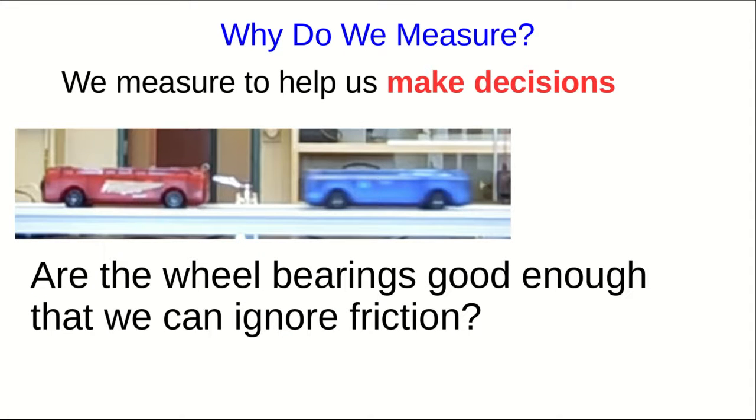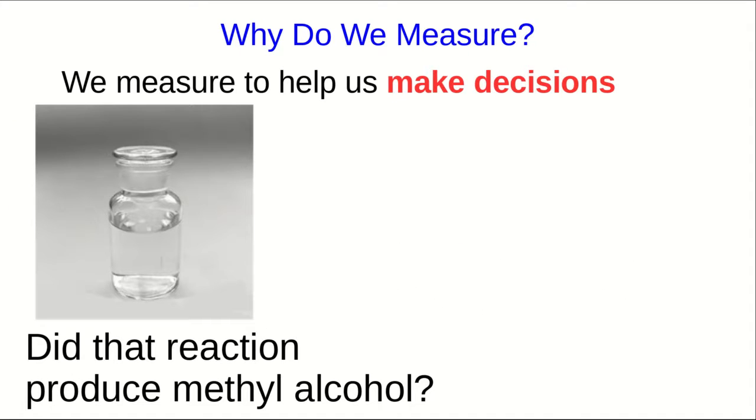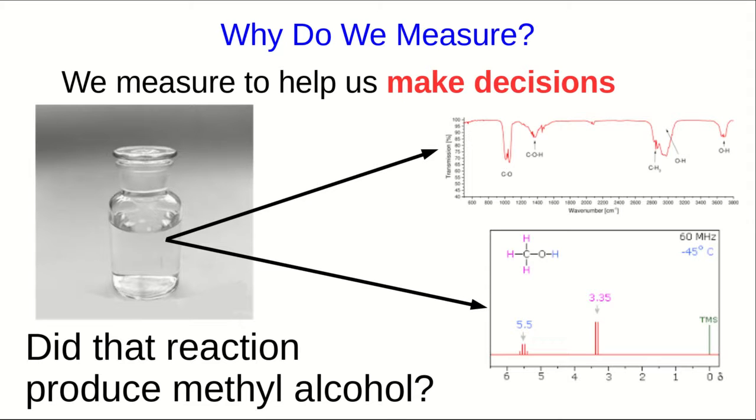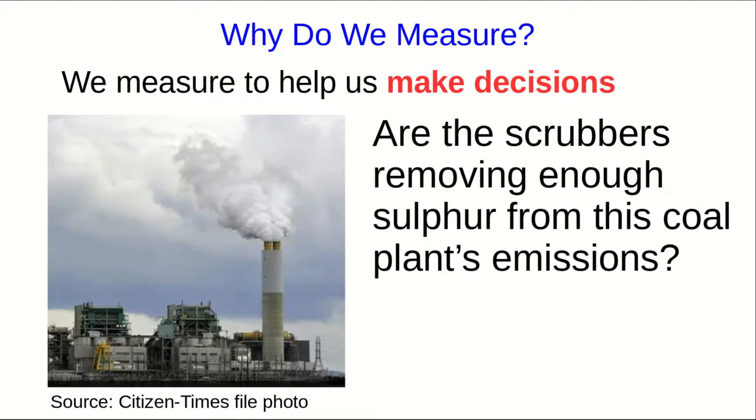During labs in this course, you might make measurements to determine whether you can ignore friction acting on carts as they collide. A chemist might make measurements to determine whether the chemical reaction they just carried out has produced the chemical they think it has. They might get spectra, which is just a lot of measurements. And an engineer might make very similar measurements to determine whether the scrubbers are working for a coal plant.